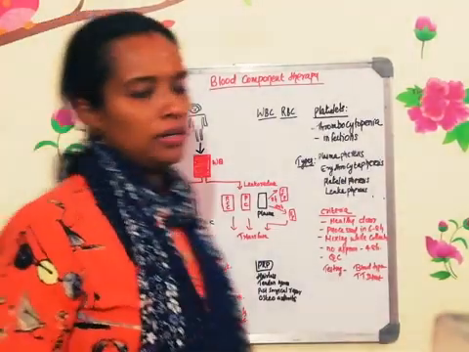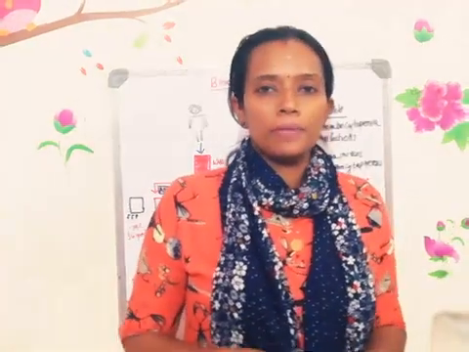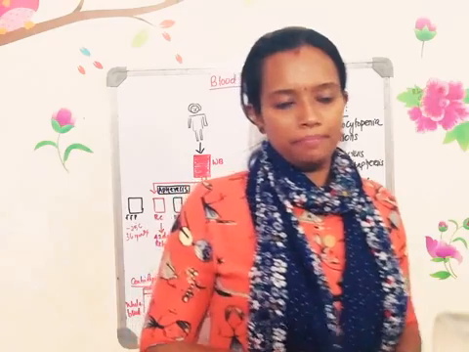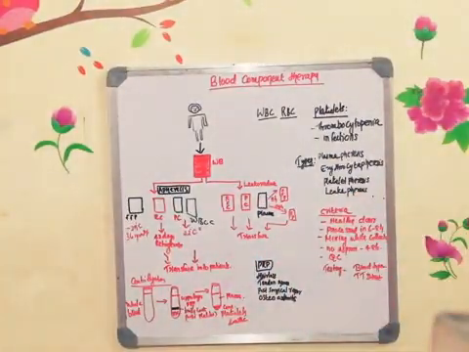Oh, good morning, everyone. Let's start with the last topic in immunology and hematology paper. The topic is blood component therapy. Okay, so you know what the different types of blood components are. The blood components can be separated by a method known as the apheresis technique.